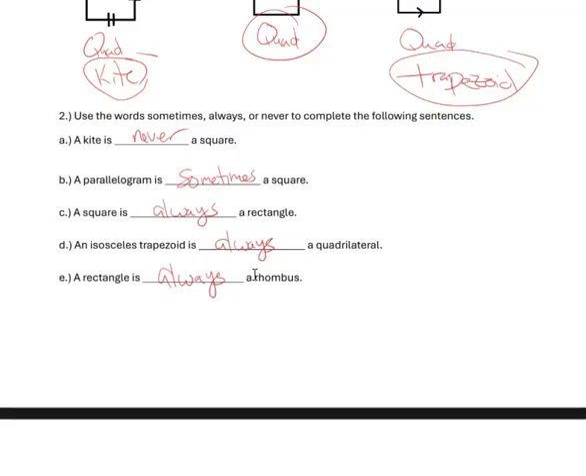A rectangle is always going to be a rhombus. The reason why is, oops, that is incorrect. I'm going to have to fix that on the key. A rectangle is a parallelogram with right angles. Is it possible that it has congruent sides? Yes. So that's supposed to say sometimes. So 2E is sometimes.